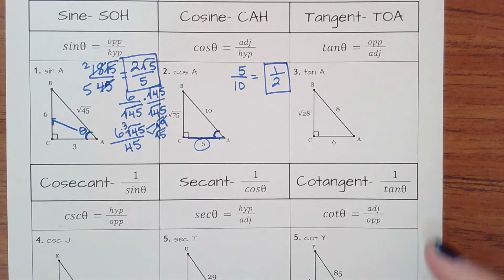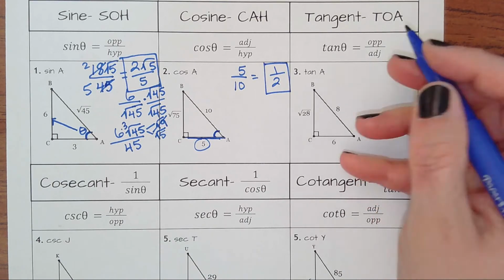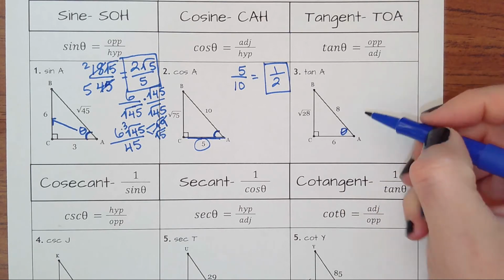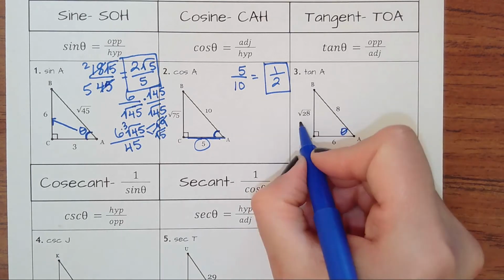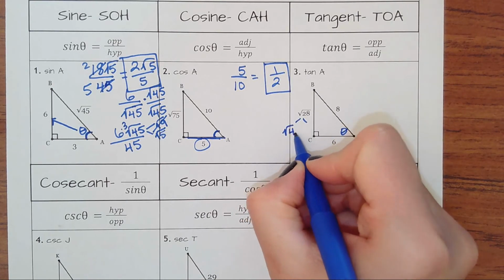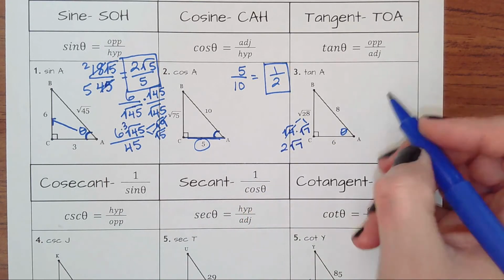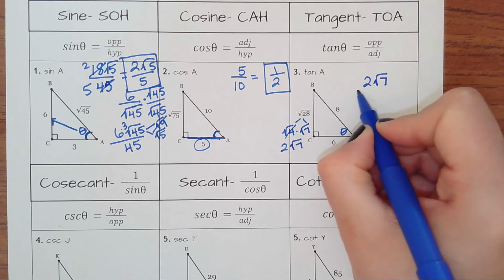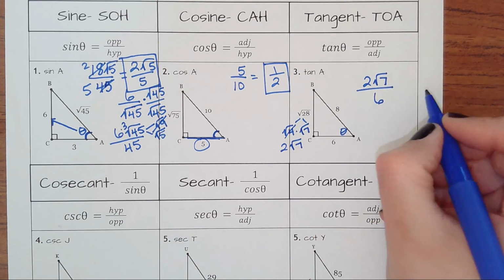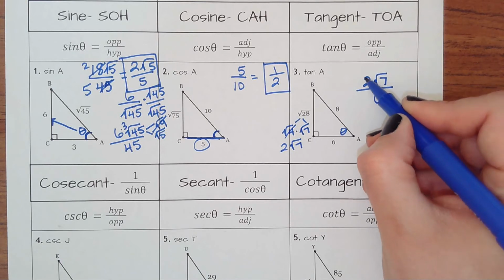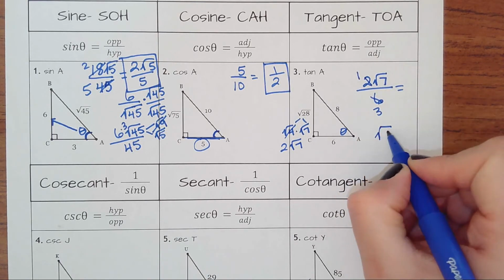Number 3 is tangent. TOA is the opposite leg over the adjacent leg. We're still going from angle A. So this would be our theta. Opposite is the square root of 28. I'm going to go ahead and fix this radical right now. That would be the square root of 4 times square root of 7. That would become a 2 square roots of 7. So I would have 2 square roots of 7 over the adjacent leg, which is 6. It can't be 8. 8's my hypotenuse. 2, 6 reduces down by 2, so that'd be a 1 and a 3. So I get square root of 7 over 3.